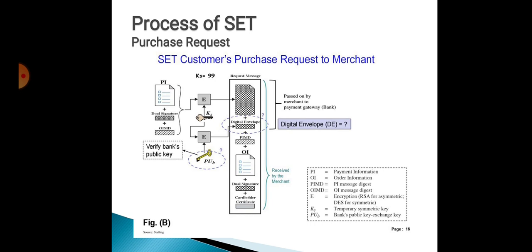Okay, third is the purchase request. The cardholder verifies the two certificates using their CA and creates the OI and PI. The message includes purchase related information, order related information, and the cardholder certificates. The cardholder generates a one time symmetric encryption key, that is KS.